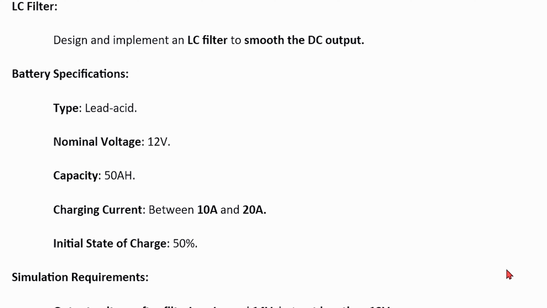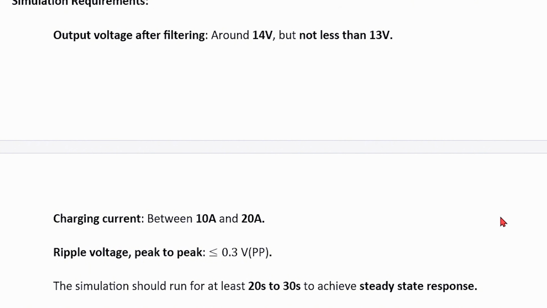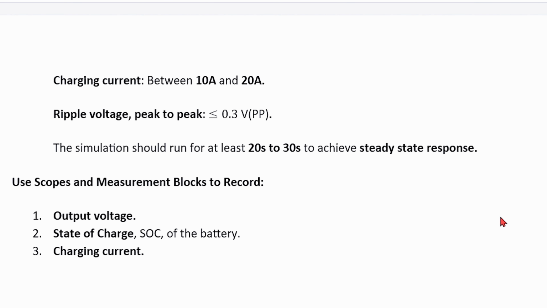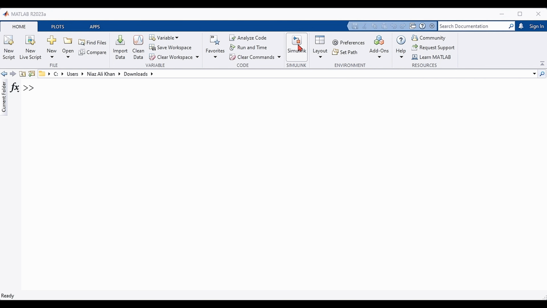Simulation requirements. Output voltage after filtering, around 14 volts, but not less than 13 volts. Charging current, between 10 and 20 amperes. Ripple voltage, peak to peak, must be less than or equal to 0.3 volts peak to peak. The simulation should run for at least 20 to 30 seconds to achieve steady-state response. Use scopes and measurement blocks to record output voltage, state of charge of the battery, and charging current.